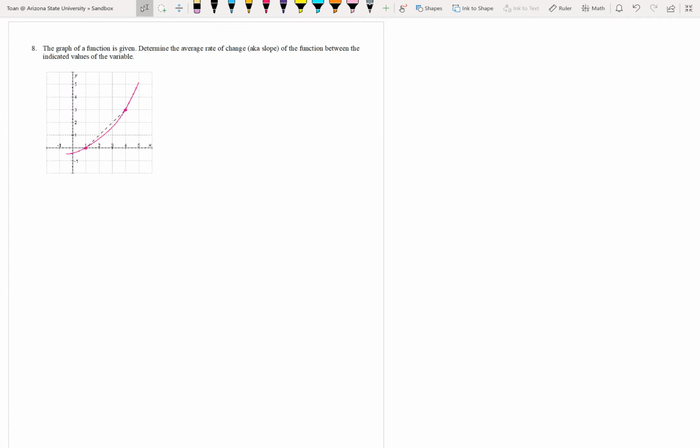Number 8, I give you a graph, and I ask you to find the average rate of change between the 2 points indicated. So it's just asking for slope. There are 2 ways you could have done this. You could have read the points, so hopefully you could read that this is 1, 0, and this is 4 comma 3, and then you just use the slope formula.